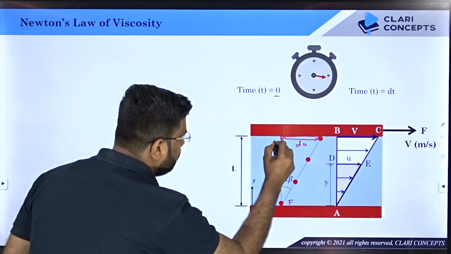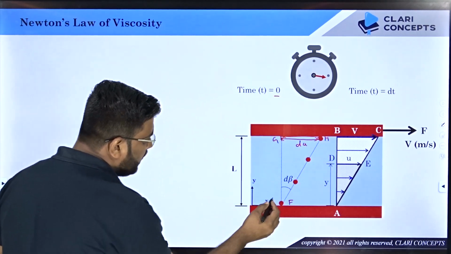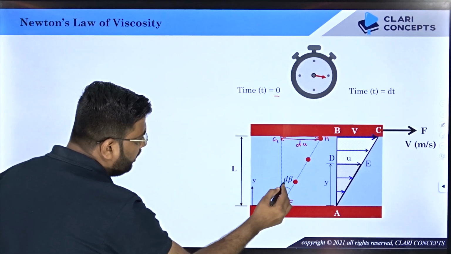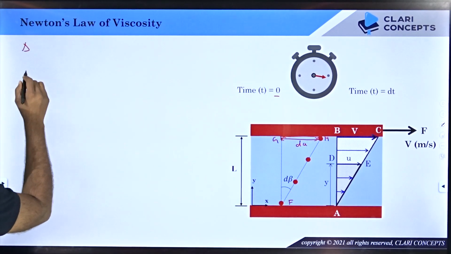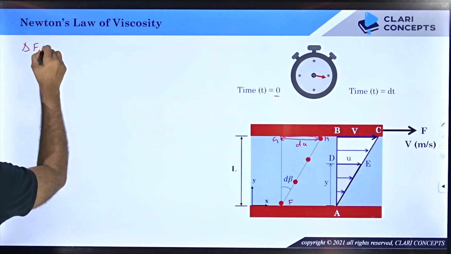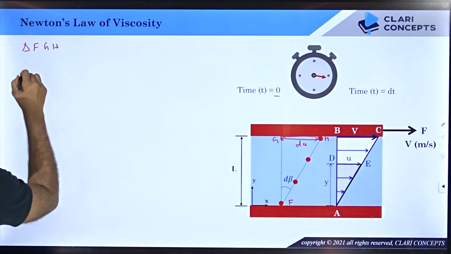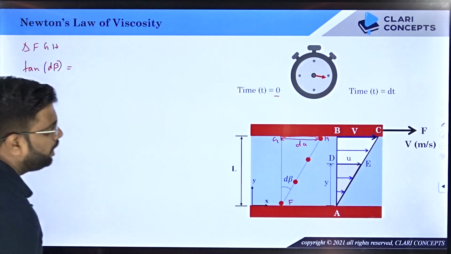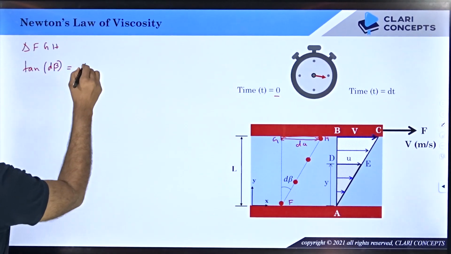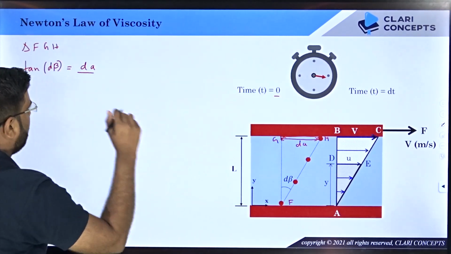F, G and H, for example, can I say tan d beta? Tan of d beta equals opposite by adjacent. So in triangle F, G, H, tan of d beta is equal to, I could say, dA, that is opposite, divided by adjacent, that is L.